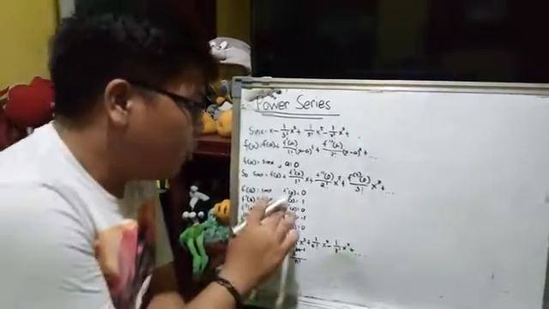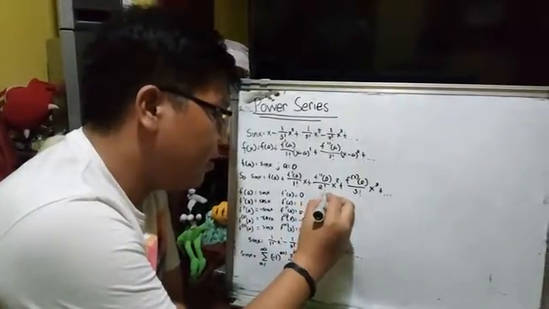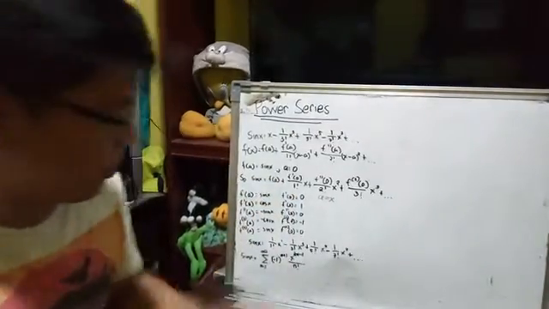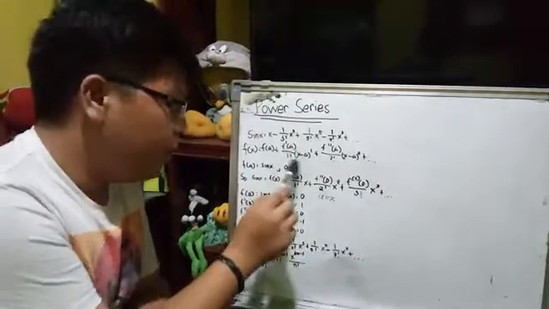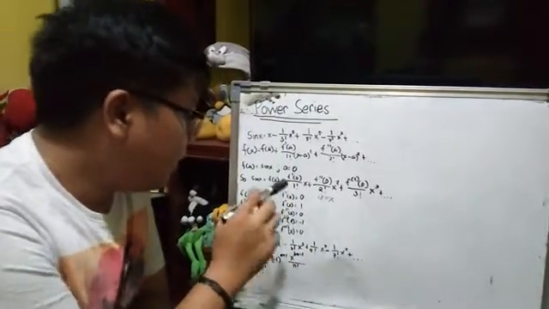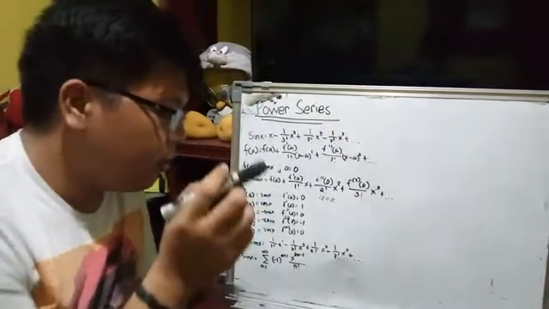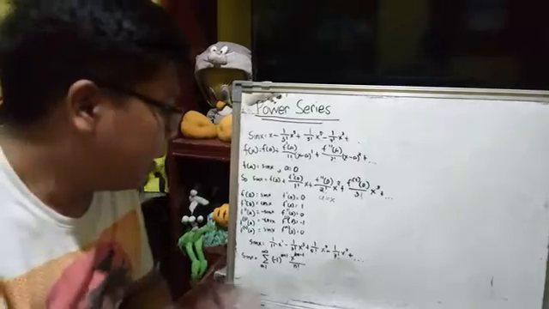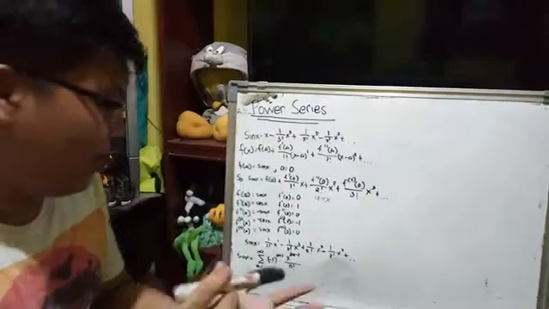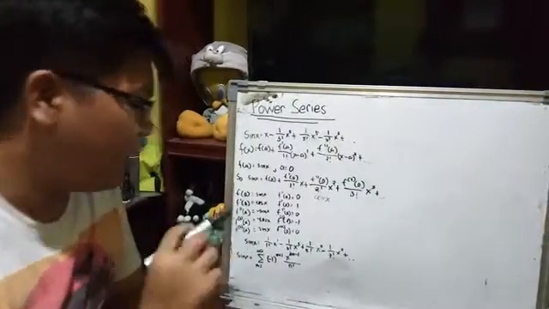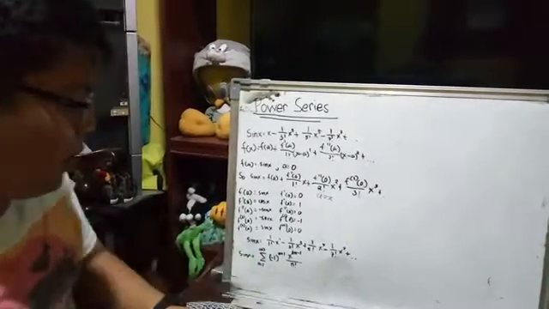If you substitute the value of a, which is 0, sine 0 is equal to 0. Cos 0 is equal to 1. Negative sine 0 is 0 again. Negative cos 0 is negative 1. And sine 0 is equal to 0.